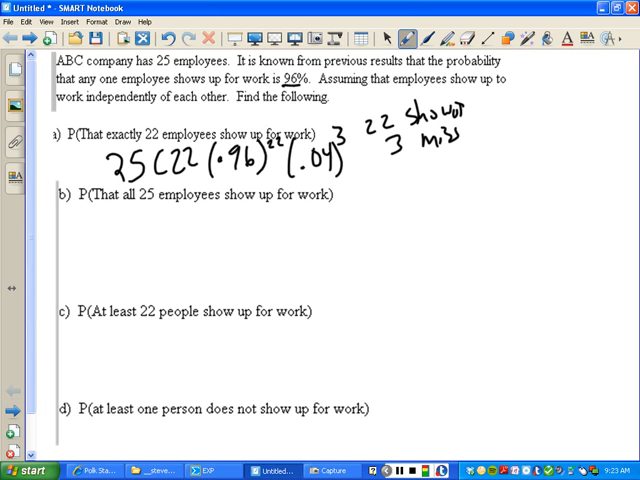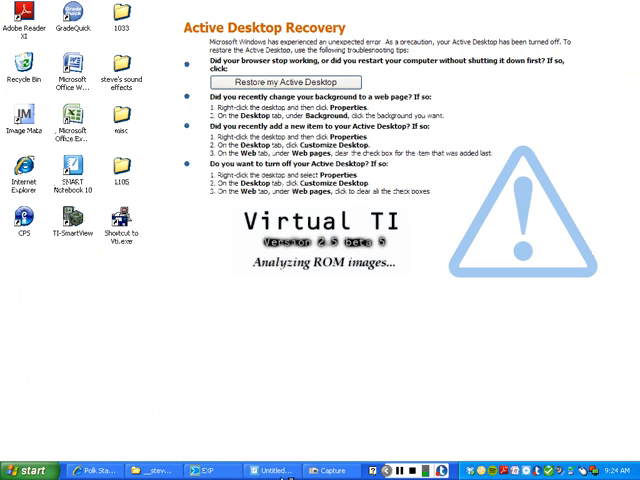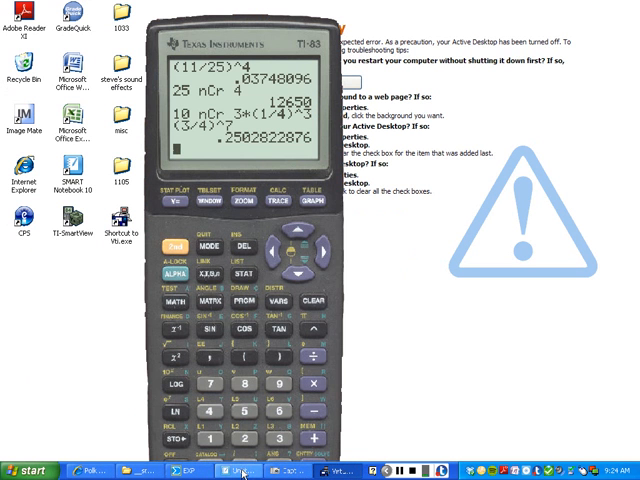Now, how do you type that in? That's always a question I get. Okay, Dreyer, I got it all written down, but I have no idea how to use the calculator. You know what? Neither do I, but that's okay. Let's fake it till we make it.